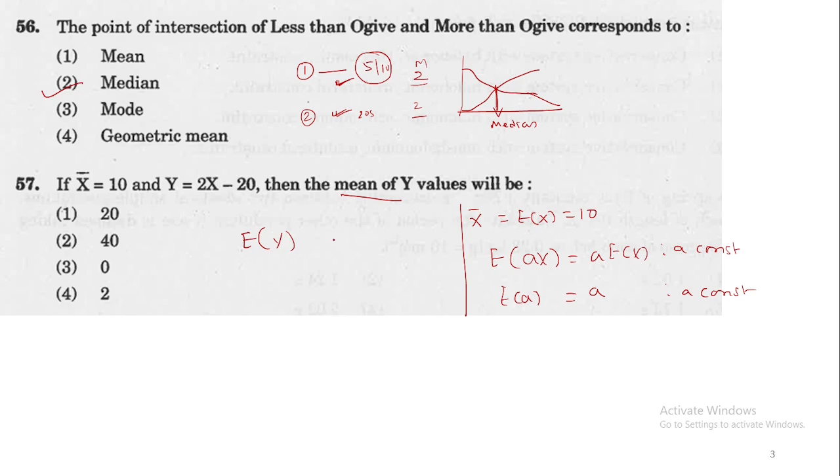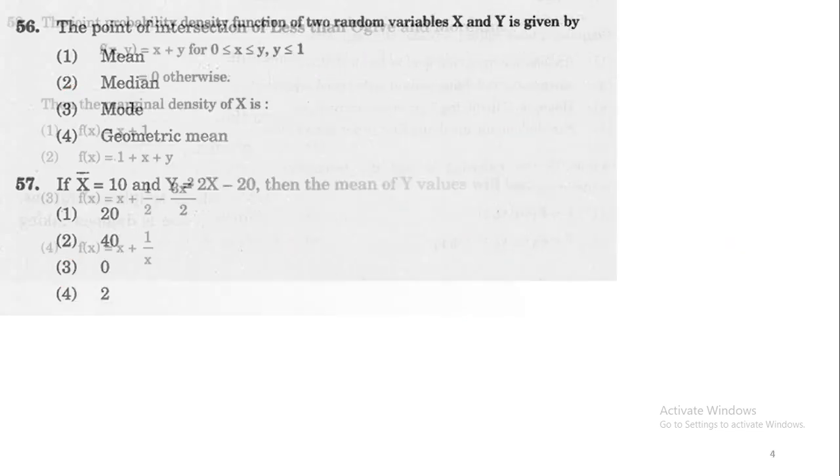We shall apply this to expectation of y, because they are asking the mean of y. Mean of y means expectation of y, which equals expectation of 2x minus 20. Using these two results, I can write 2 into expectation of x minus expectation of 20, which is just 20, because it is a constant. So 2 into expectation of x, given as 10, minus 20. 2 into 10 is 20, minus 20, the answer is 0. So option 3 is the correct answer. Okay, we shall move to the next question. Very simple questions, you can answer these.